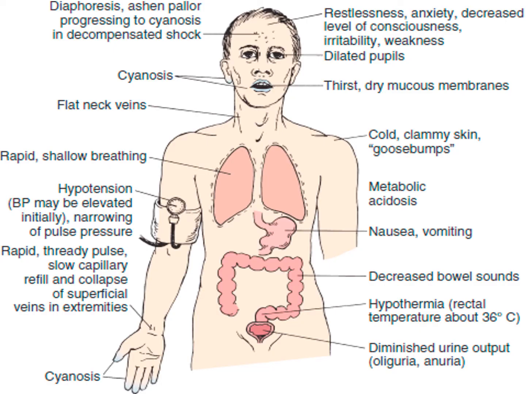Clinical signs of shock. For compensated shock, the body can maintain blood pressure and perfusion by increasing the heart rate and vasoconstriction of the peripheral vessels. The only clinical sign that may be seen is an increased heart rate and cool skin.